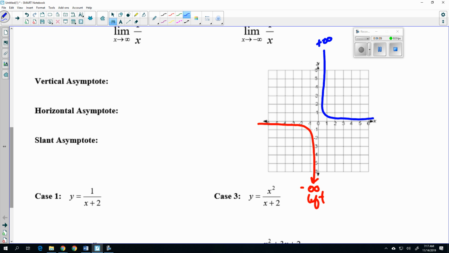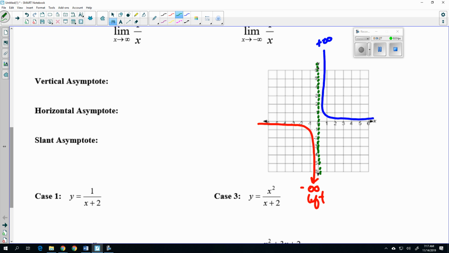I've just found, what asymptote did I find? Vertical or horizontal? Okay, so analytically, I found my vertical. Did I also graphically find my horizontal?